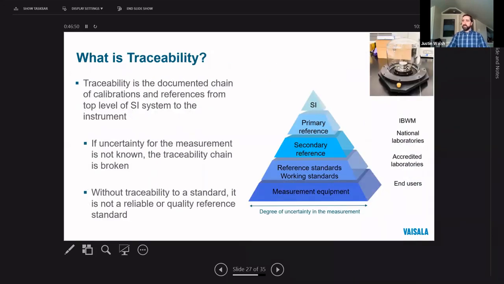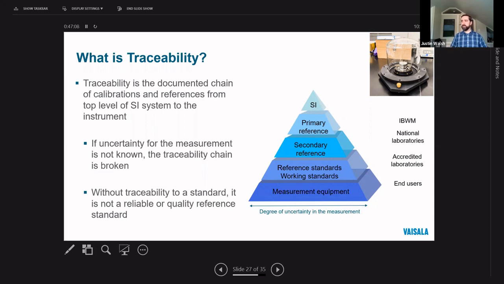So, if the uncertainty in calibration is not known, the traceability chain is broken, and then the measurement is worthless. Traceability is our proof of the quality of our measurement. Without it, we could never know if the instrument was adjusted to a false reference, and then there could be no trust in the results.